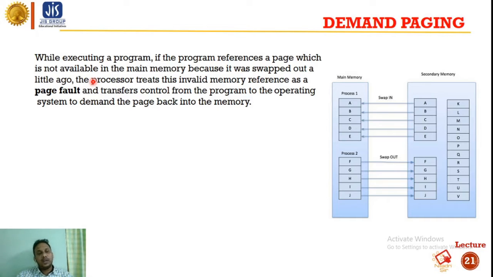So, what is a page fault? Suppose the CPU requires a resource, but at that time that resource is not available or has been used by other processes, so that is treated as a page fault. So if the program references a page which is not available in the main memory, because there may be many reasons like being swapped out a little ago, the processor treats that as a page fault.